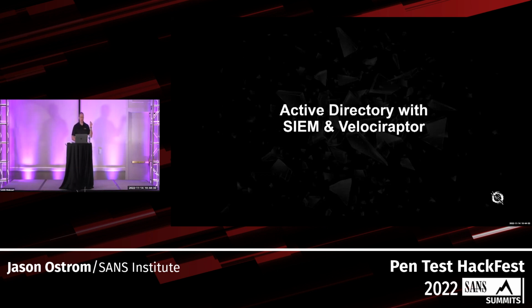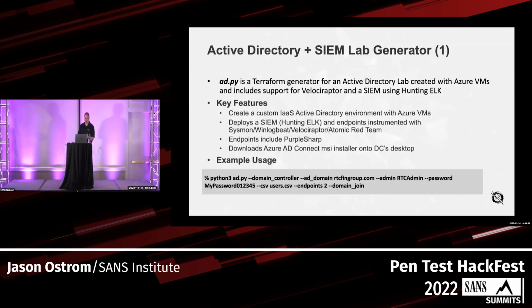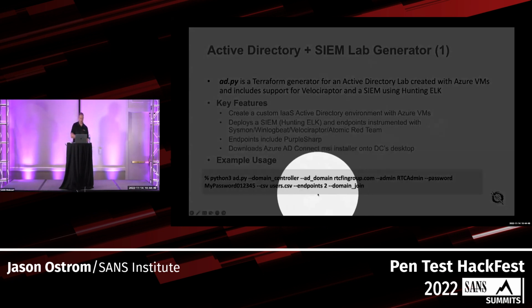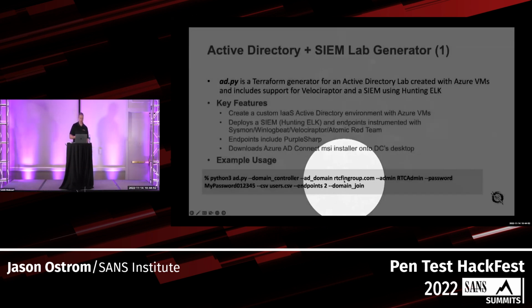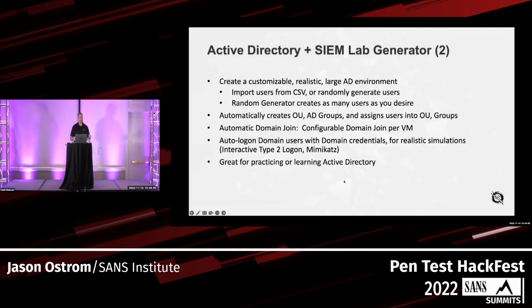So here is the on-premise Active Directory simulator. This is called ad.py. It'll generate a domain controller. It'll generate as many Windows 10 endpoints as you want. It'll domain join the endpoints. And you can even import in your own list of users. That's right, it'll import in a CSV file. You have to have it in the right format, but that's something that a lot of the tools don't do. It can randomly generate users, but you can also import in your own users programmatically.